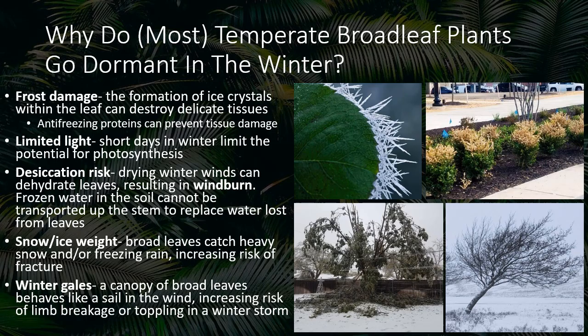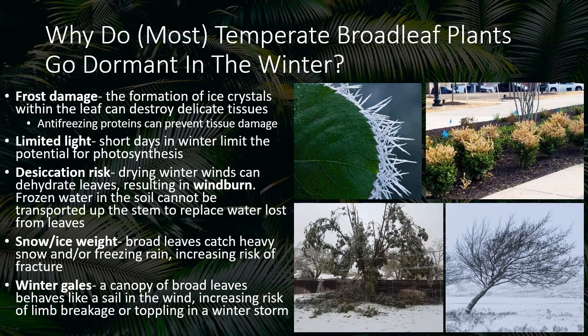Another reason why a broadleaf temperate plant might want to go dormant in the winter is because there's limited light. The farther you go toward the poles, the shorter the days will be in winter. For example, at the North Pole, there are several months of the year where there's actually no sunlight. I grew up in Northwest Washington, and in the summer it could be light until 10, 11 at night, but during the winter, it could be dark by 6. So there's just limited light, and so there's less potential for photosynthesis and growth during the winter.